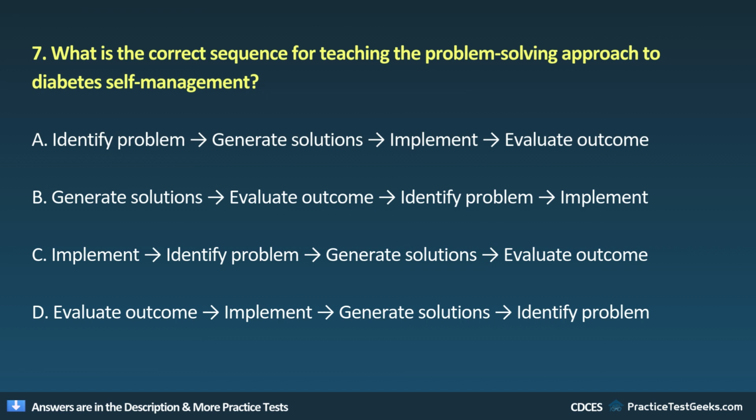7. What is the correct sequence for teaching the problem-solving approach to diabetes self-management? A. Identify problem, generate solutions, implement, evaluate outcome. B. Generate solutions, evaluate outcome, identify problem, implement. C. Implement, identify problem, generate solutions, evaluate outcome. D. Evaluate outcome, implement, generate solutions, identify problem.